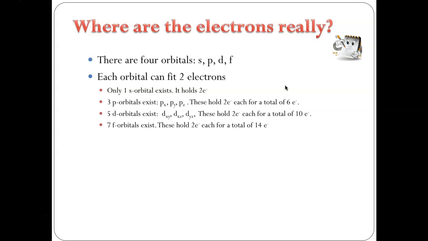Then we move up to the 5 d orbitals. So we have 2 plus 2 plus 2 plus 2 plus 2, otherwise known as 2 times 5, and we get 10 electrons within those orbitals. And finally, we have 7 f orbitals, so 2 times 7 gives us 14. So that's how many electrons each one of these orbitals can hold. They won't always hold that many, but we'll be able to discuss that in one moment.